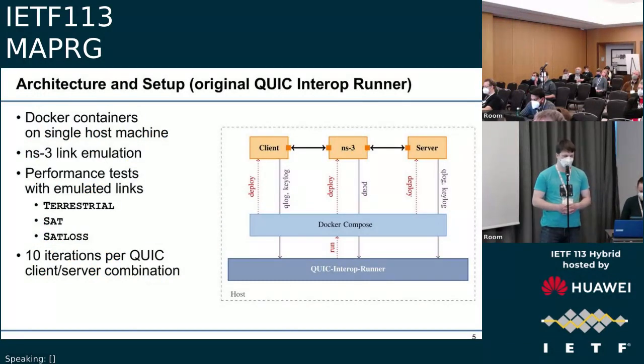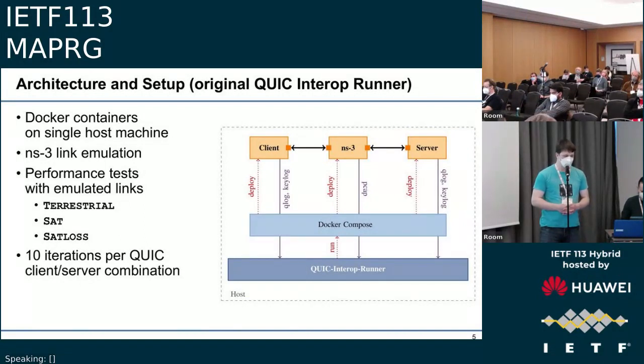So, very briefly, the architecture of the original QUIC Interop Runner. It consists of Docker containers running on a single host machine. NS3 is used as link emulation. We have 12 QUIC client implementations and 13 QUIC server implementations. And for each combination, we run 10 iterations. And this setup is used for the emulated scenarios: terrestrial, SAT, and SAT loss.